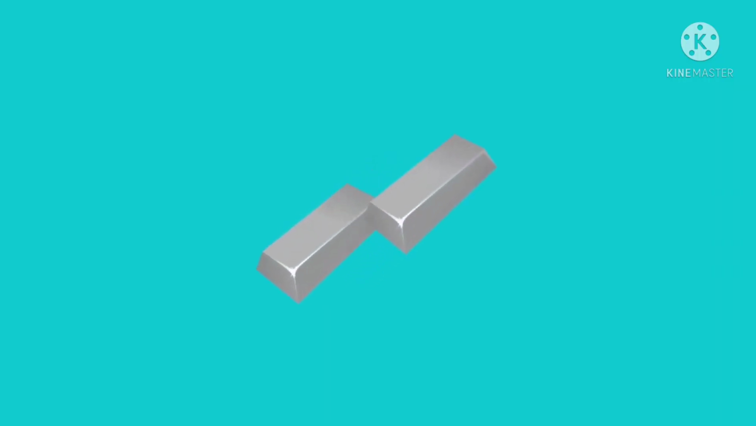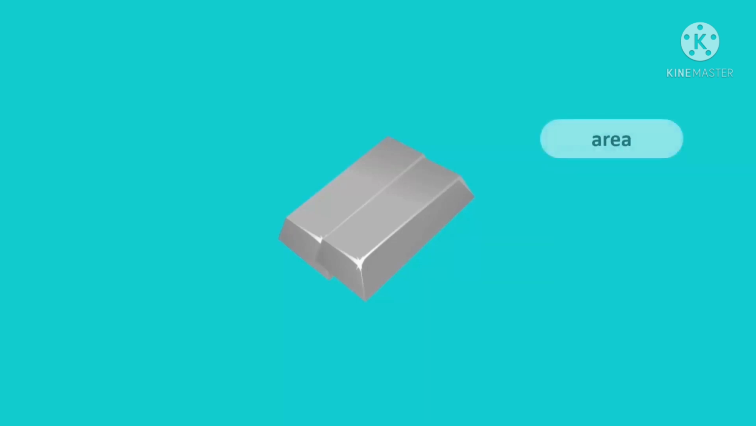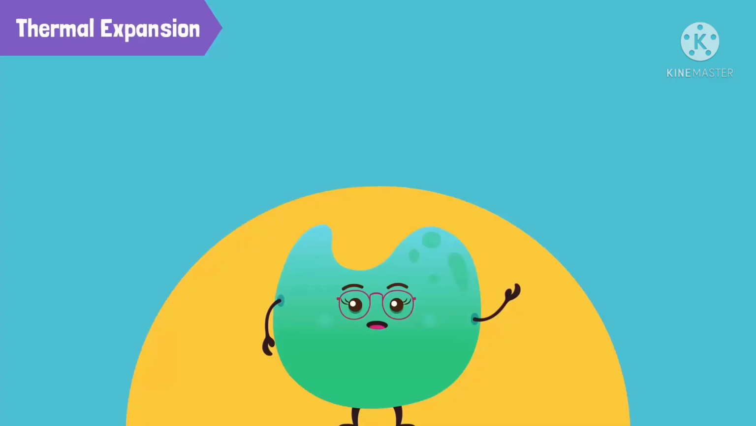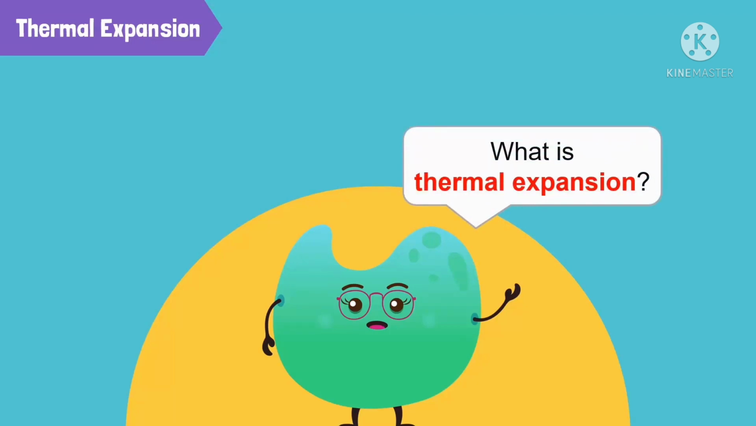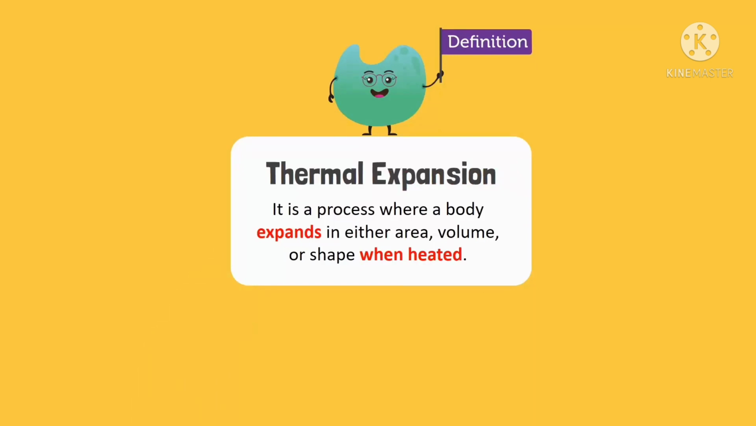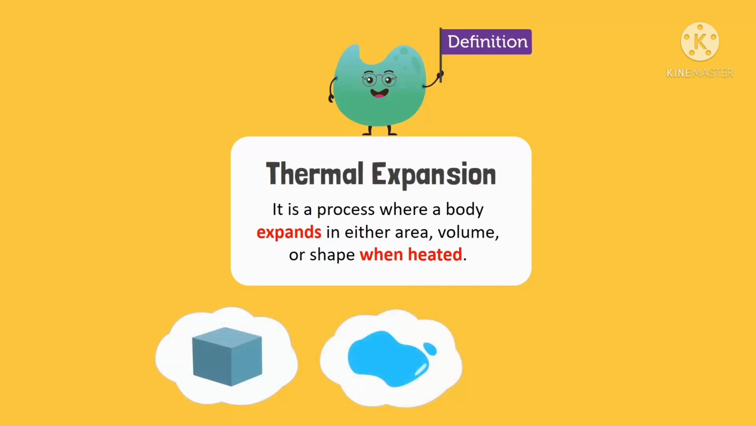Have you ever rubbed metal continuously with its surface? If so, you would have noticed that metal gradually changes its shape. It expands, therefore, there is change in either its area, volume, or shape. These are all the effects of thermal expansion. So, what is thermal expansion? It is a process in which a body expands in either area, volume, or shape when heated. Thermal expansion occurs in solids, liquids, and gases.